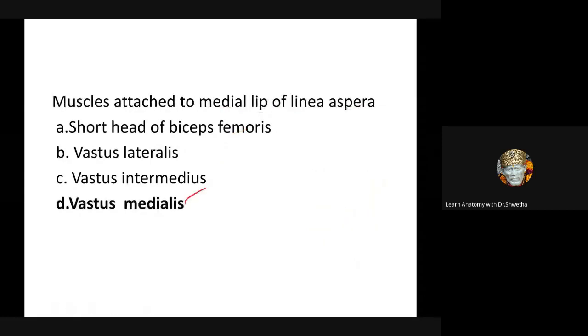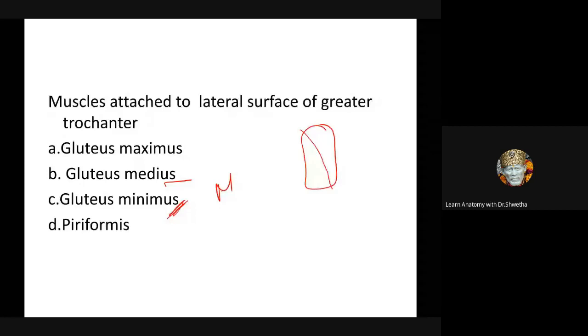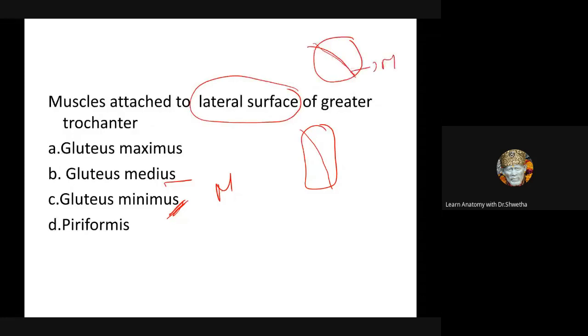Excellent. Okay. Muscles attached to the lateral surface of greater trochanter. You will answer this. Gluteus maximus? No. Nothing. Lateral trochanter, gluteus medius. Excellent, it is gluteus medius. Where was gluteus minimus attached? Anterior surface of greater trochanter. Very good. If this question is asked for MCQ, if lateral surface is asked, you just remember this diagram. To the oblique line, medius is attached. So, the answer is correct.